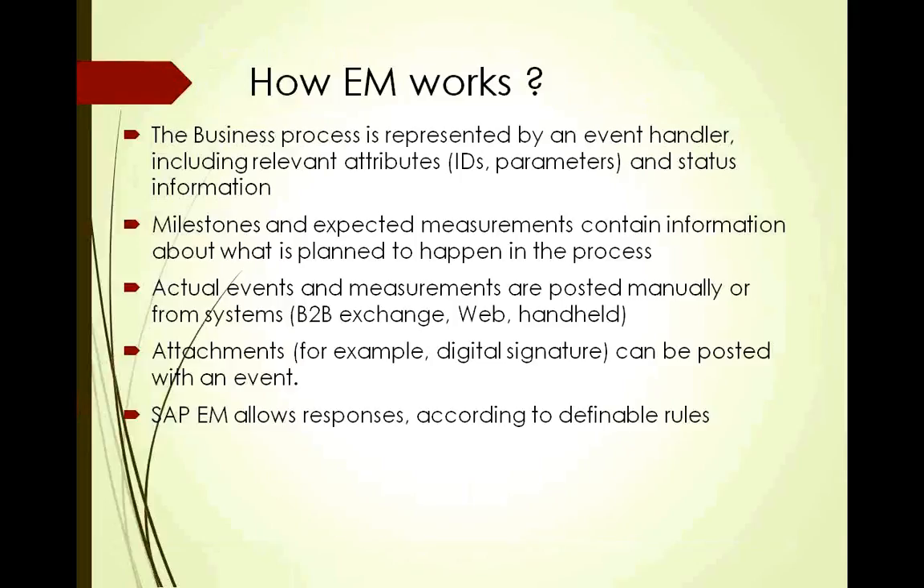There are multiple statuses in any system. I will tell you what the various statuses we can have are; in the corresponding slides I have shown that. Next is milestones. Milestones and expected measurements contain information about what is planned to happen in the process. Whenever you are designing event management in coordination with your TM system, there are two concepts: one is your planned date and one is your actual date.